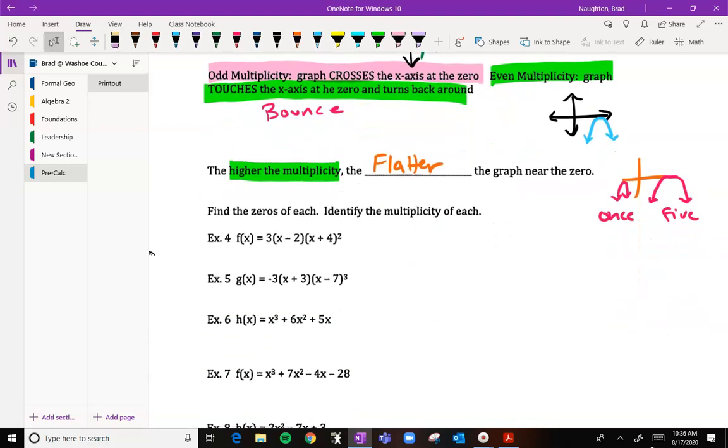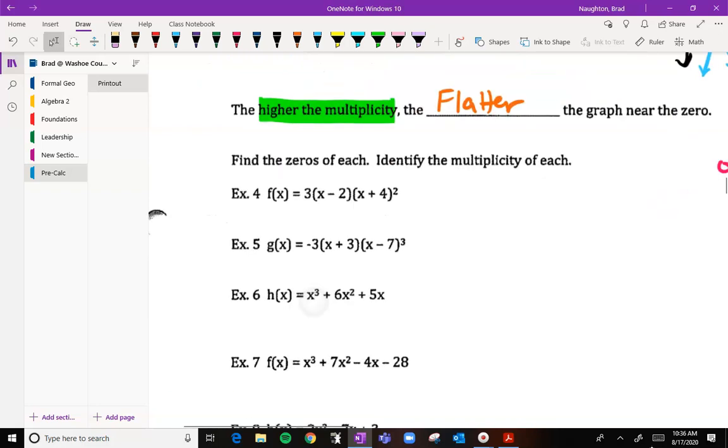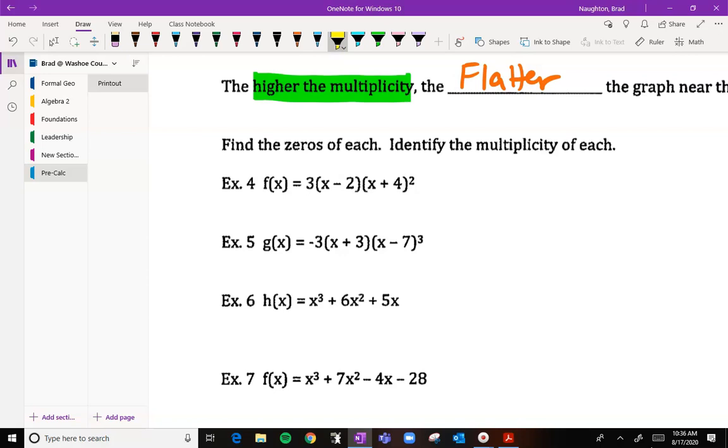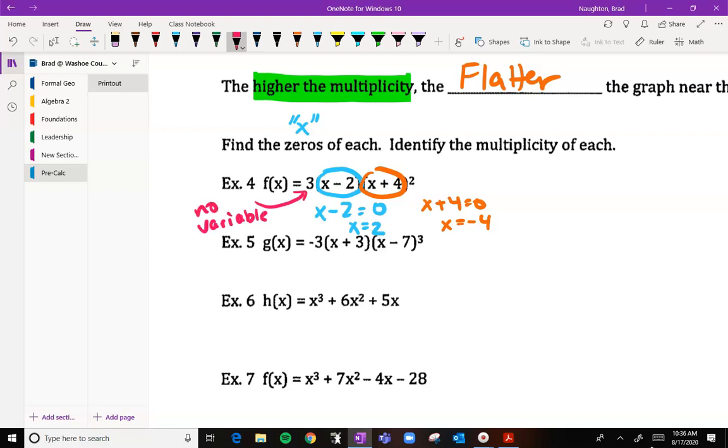So we're going to find some zeros, and we need to find the multiplicity of each one. For zeros, you're going to need an x. So I'm going to set this part equal to 0: x minus 2 is equal to 0, so x equals 2. Then I set this part equal to 0: x plus 4 is equal to 0, so x equals negative 4. You with me? Now, I'm not going to do this 3 because there's no variable. If there was a variable, I would treat it the same way.